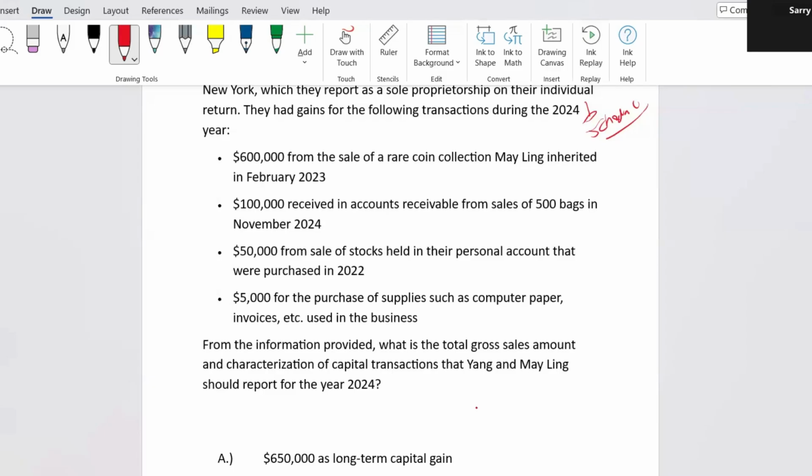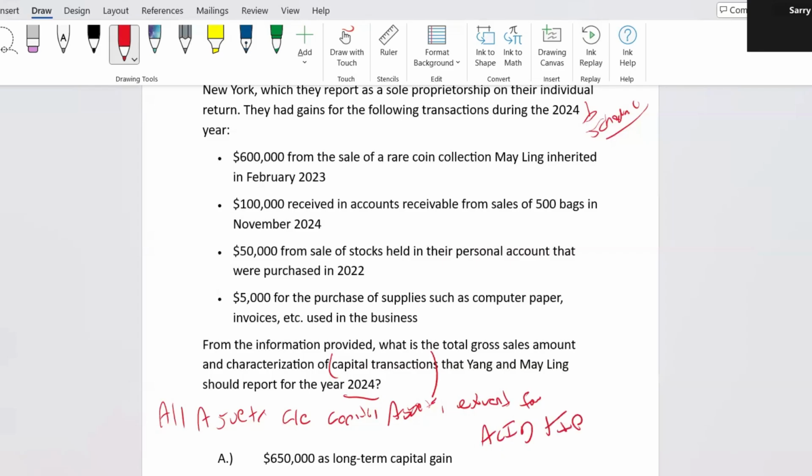So in 2024, key items, capital transactions. To answer this question properly, you need to know what a capital asset is. A capital asset is any asset you own. So all assets are capital assets except for ACID plus IP. What does that mean?